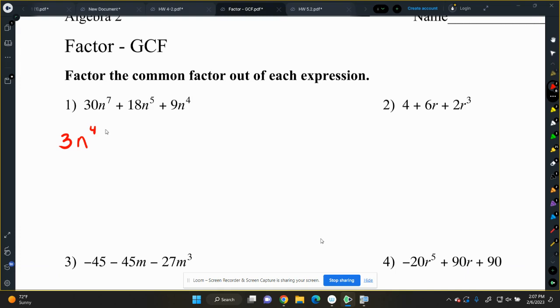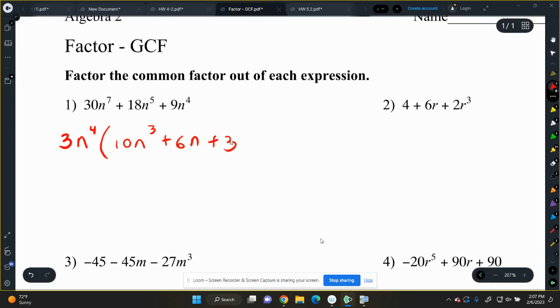3n to the 4th. So, Lexi, what's that leave me left? N to the 3rd plus 6n plus 3. There you go. Good. Excellent. Good job. Halston, what'd you take out of number 2?